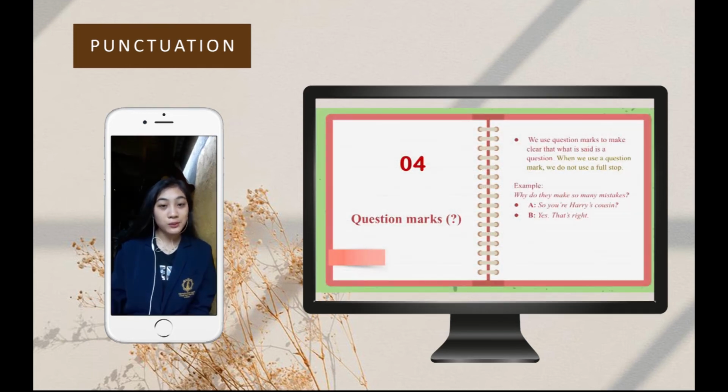The fourth submaterial is the question mark. We use question marks to make clear that what is said is a question. When we use a question mark, we don't use a full stop. For example, why do they make many mistakes?